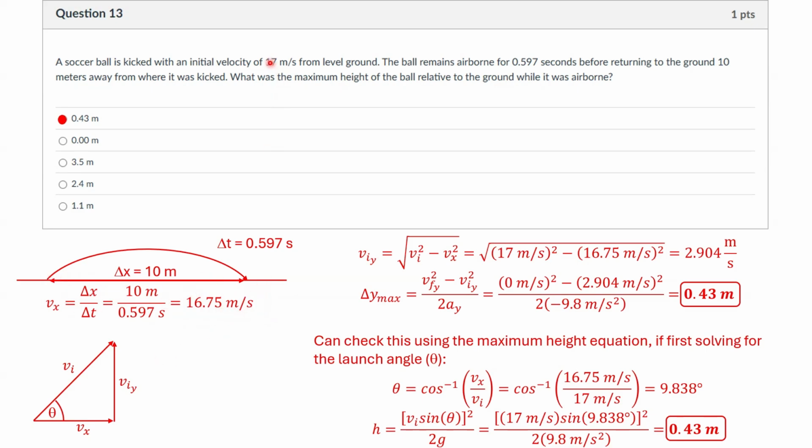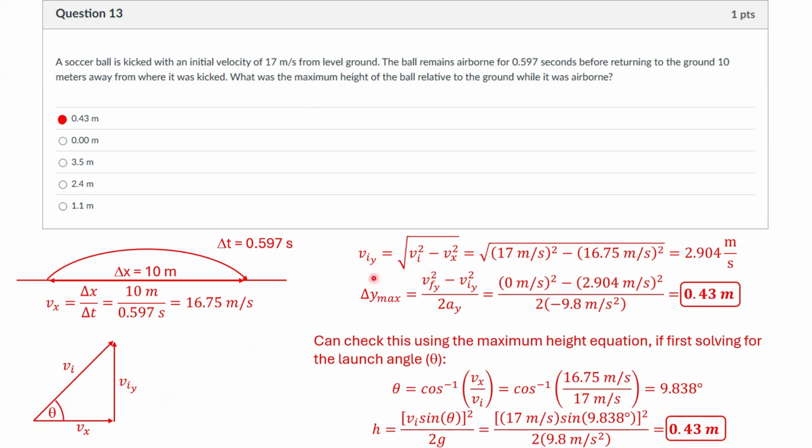We were also told the total velocity with which the ball was kicked. So we can again make a triangle where the ball was kicked with an initial velocity. We know that that velocity had a certain horizontal component. We know that those two numbers are not the same. 16.75 and 17 meters per second are different numbers, and therefore we must also have kicked it with some amount of vertical component of velocity. Using the Pythagorean theorem, we can figure out the size of that vertical component of velocity.